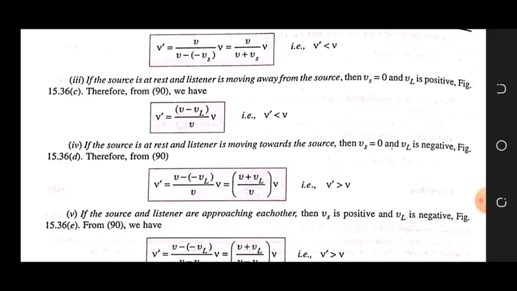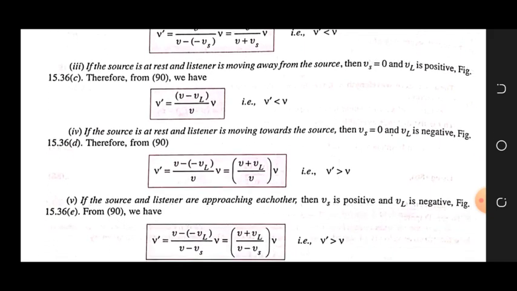Now the third condition: the source is at rest and the listener is moving away from the source. Here Vs will be obviously 0, and Vl, moving in the direction of S to L, will be taken as positive. So using equation 90, nu dash is equal to V minus Vl upon V into nu. Here the denominator is greater than the numerator, so nu dash will be less than nu in this case. Means if the listener starts to go away from the source, the frequency heard by him starts to decrease.